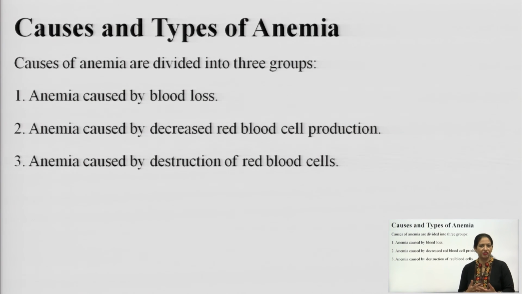So basically there are 3 types. One is due to the blood loss, number 2 is due to the destruction of the red blood cells, and third one is due to the decreased number of RBC production. So either the number of RBC is low, or RBC are not being formed properly, or if they are formed, they are being lost very quickly.